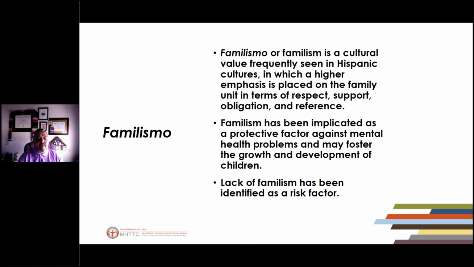A lack of familialism has been identified as a risk factor, so contrary and in the opposite sense of familismo being a protective factor, if we're not encompassing that in our intervention and our approaches, it may actually be considered a risk factor. And if families don't have that, hence the need for potential family therapy and to bring folks in and maybe create that family cohesion if possible. Next slide, please.